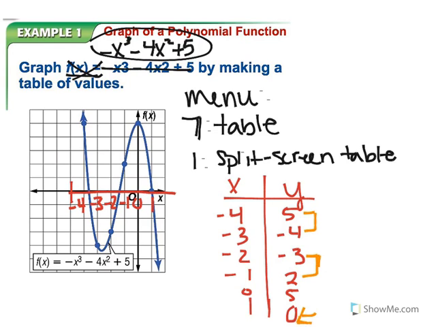So if we weren't given our graph, we would still be able to find what x values my roots are between. So we have a root between -4 and -3, between -2 and -1, and then we have one at the point 1, 0. And you can also verify this on your graph.